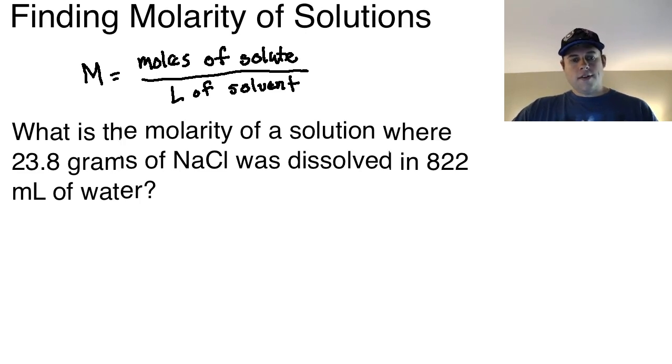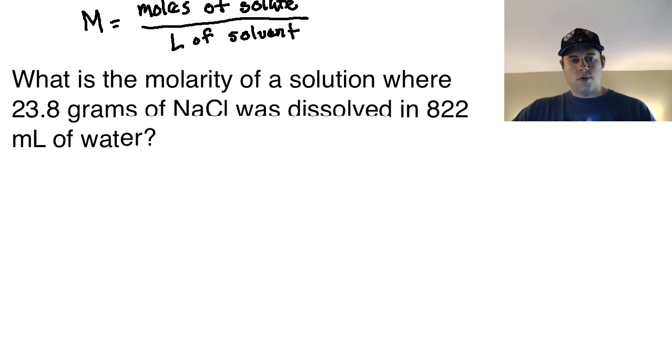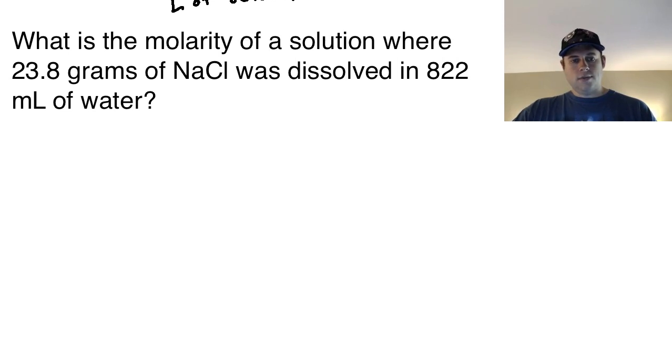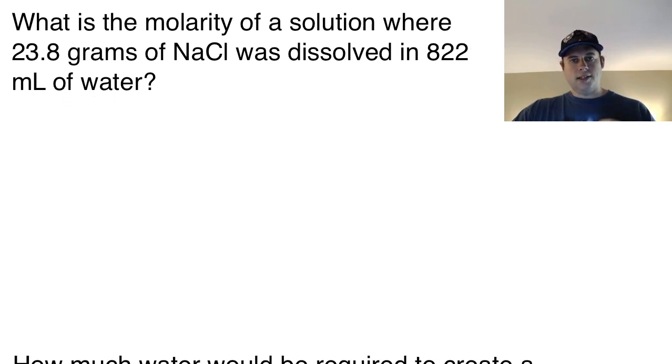So I've got two problems here I want to work through to help students in terms of understanding how we can manipulate this. It's really a pretty simple equation, but you want to make sure that you can utilize it in all different forms. So number one, what is the molarity of a solution where 23.8 grams of sodium chloride was dissolved in 822 milliliters of water?